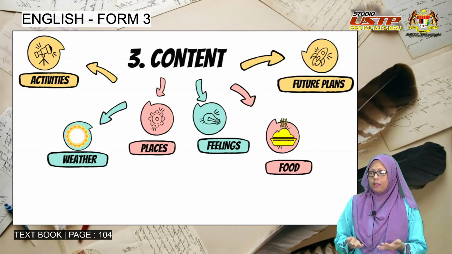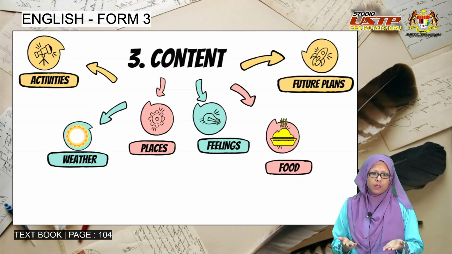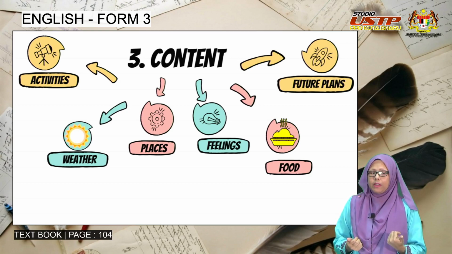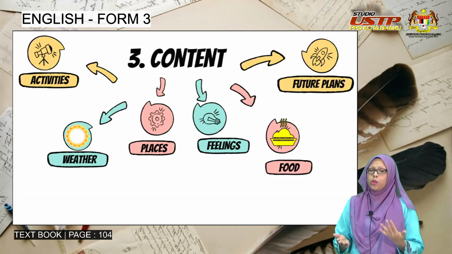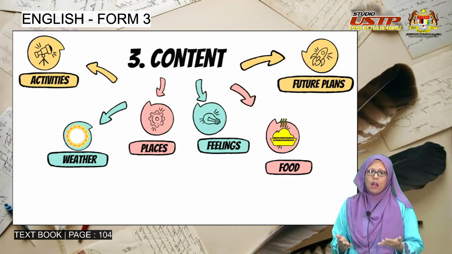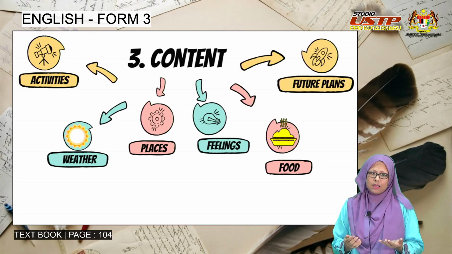In writing the content paragraph, you can use many things here. For example, you can write about the activities that you did during your trip. You can also talk about the weather, about the places that you visited, how you felt during the trip, the food that you tasted, and your future plans.